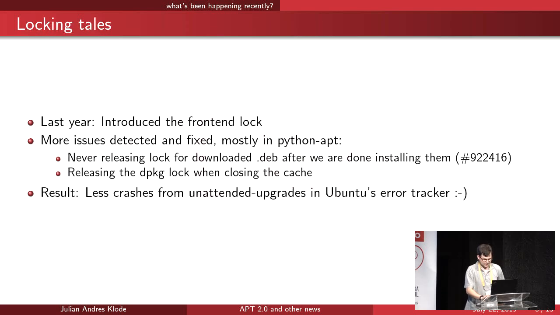Another thing that's been happening was locking fixes. Last year we introduced front-end locking for dpkg. Front-end locking was another lock we added to dpkg because with the normal lock, the front end starts, it acquires the lock, and every time it has to run the dpkg binary, it has to release this lock because dpkg acquires the lock itself. The front-end lock is similar, but instead of releasing it, you just tell dpkg that you own the lock and it's okay not to acquire it.